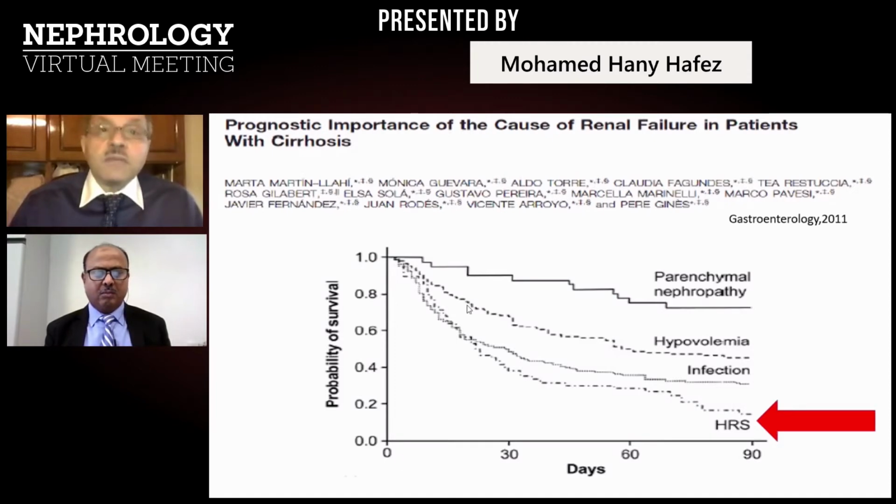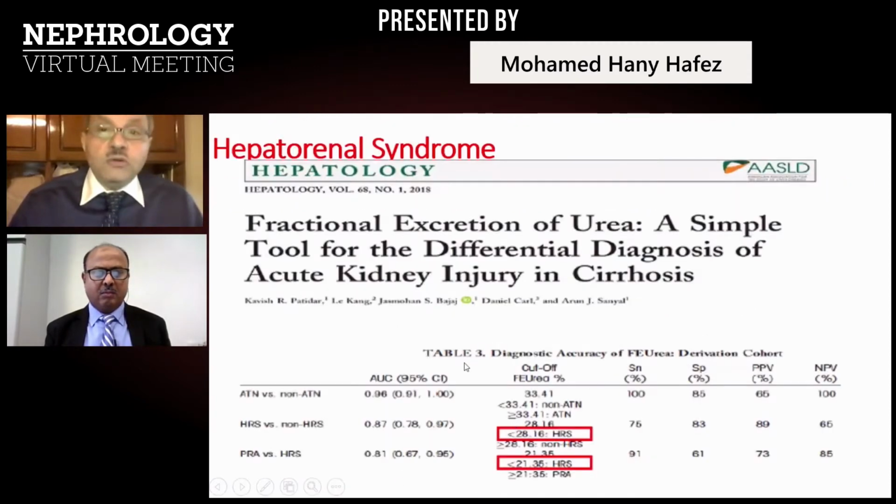And this criterion is a very simple equation by the American Society of Liver Disease, for the differential diagnosis of acute kidney injury in cirrhosis by just measuring the fractional excretion of urea. If you have a fractional excretion of urea of less than 28, this is more for hepatorenal syndrome in comparison to other causes of kidney affection in a liver patient.